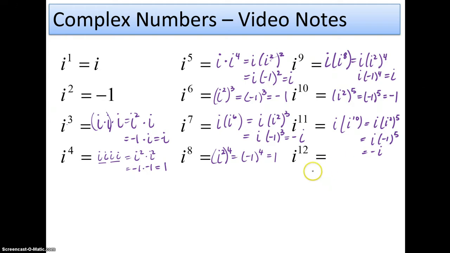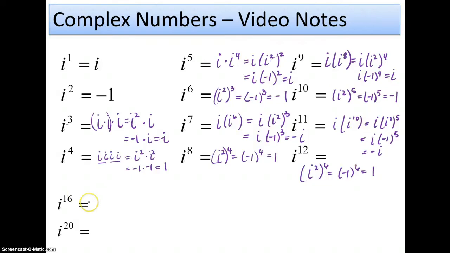And last but not least, i to the 12th. I could do i squared to the 6th, negative 1 to the 6th is 1. So hopefully you see every 4th number we are going through this rotation of i, negative 1, negative i, 1. Some people like to practice like the factors of 4. Depends on how you see it. I each time will rewrite it as a product of i squared. I think it's easiest to see your answer that way.